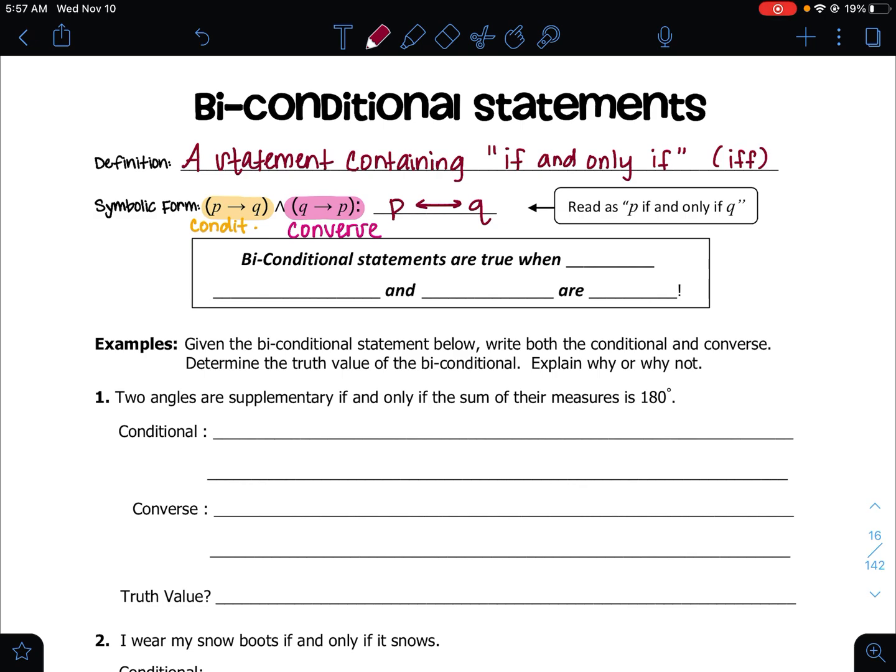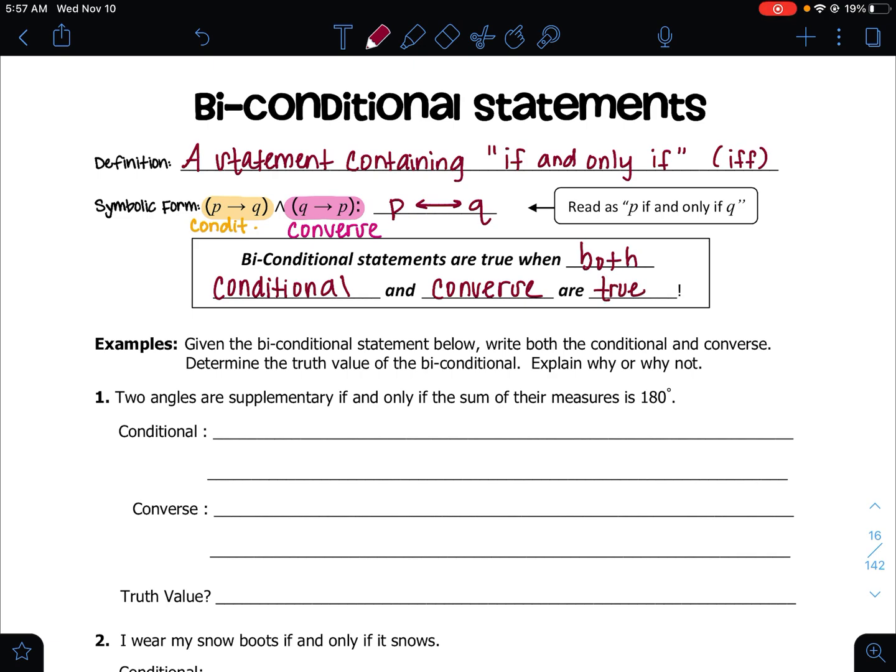A biconditional statement is true when both the conditional and converse are true.